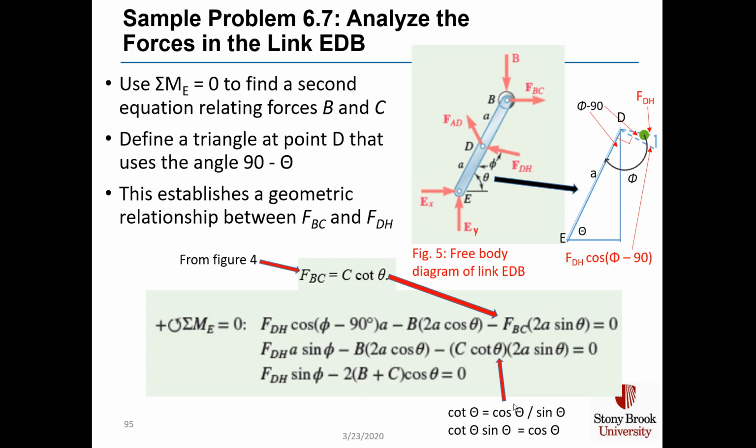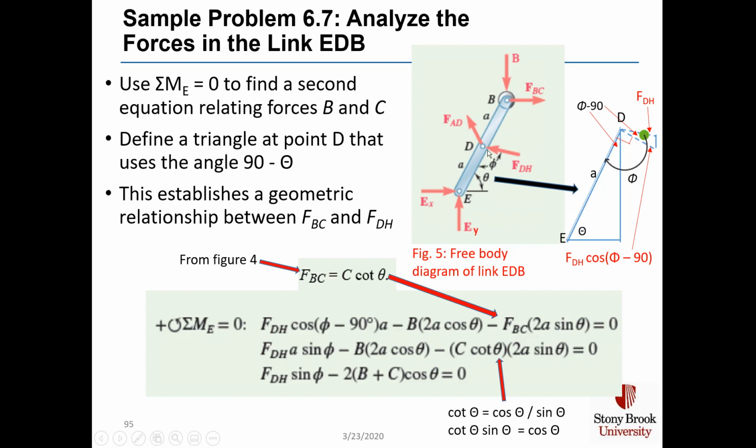Then we can sum the moments around point E and set that to 0 to find the second equation relating forces B and C. And to do this, we take link EDB and we focus just on the bottom half here between E and D, and that distance from point E to D is small a. This linkage is angled at angle theta equal to 60 degrees relative to the horizontal, and this angle phi is the angle between the linkage EDB and the force F_DH.